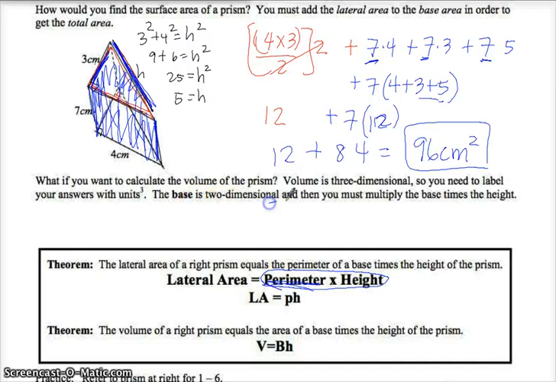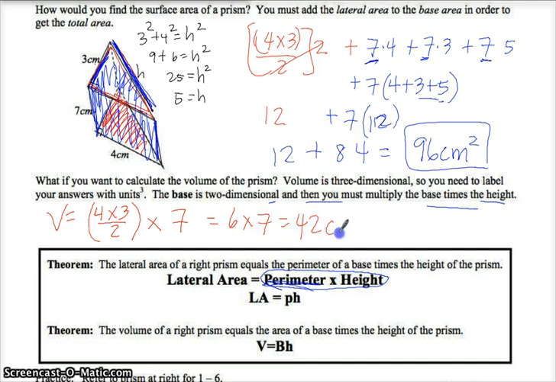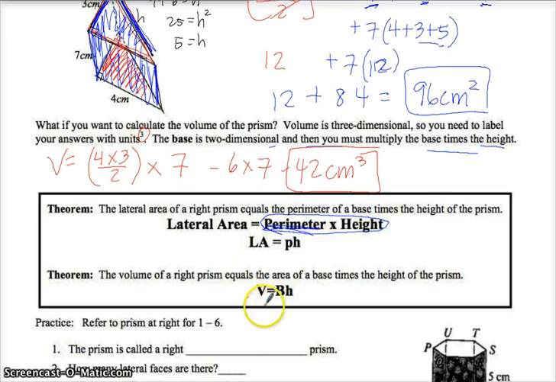The base is 2-dimensional, and then you must multiply the base times the height. So first, find the area of this red triangle down here. The area of the triangle we said was 4 times 3 divided by 2. And then we multiply that by the height. So this is the volume, which is 12 divided by 2, which is 6. 6 times 7 is 42, so that's 42 centimeters cubed this time. We must do units cubed because it's 3-dimensional. And this is the formula for volume here.